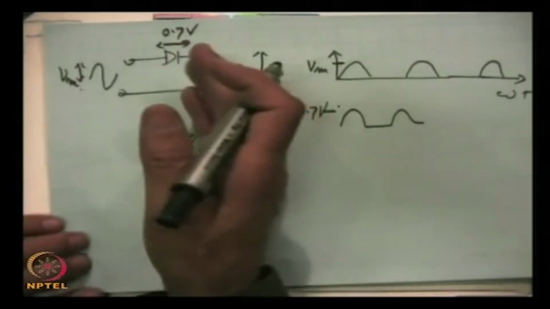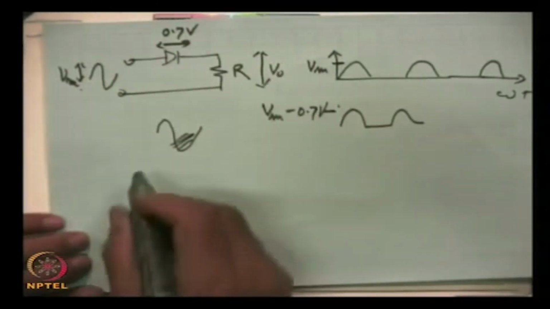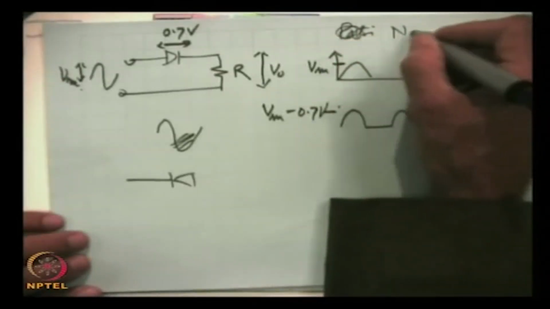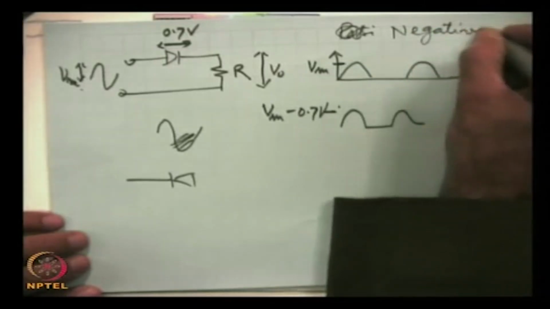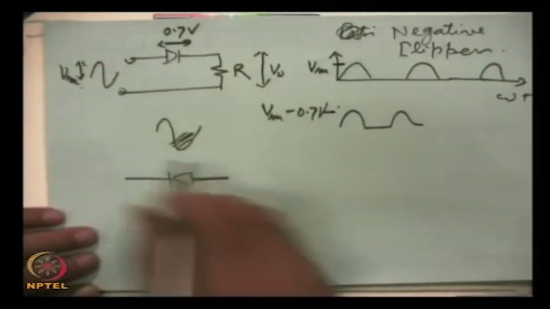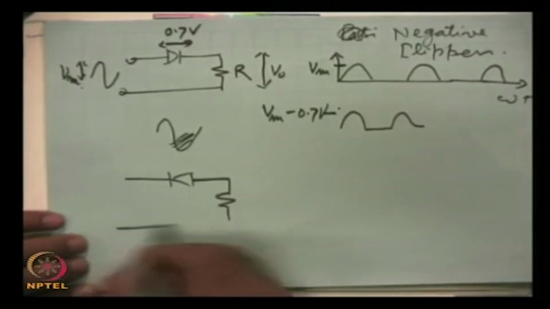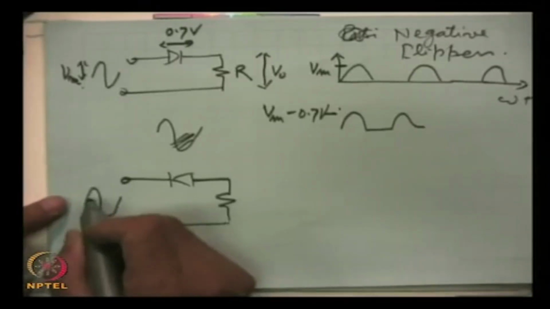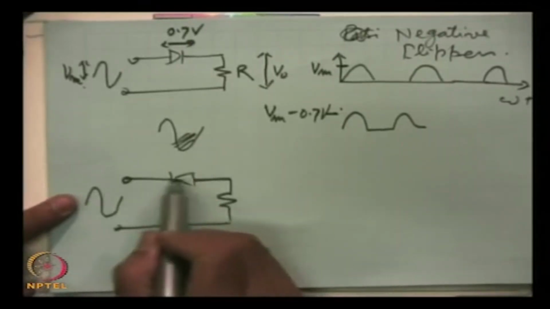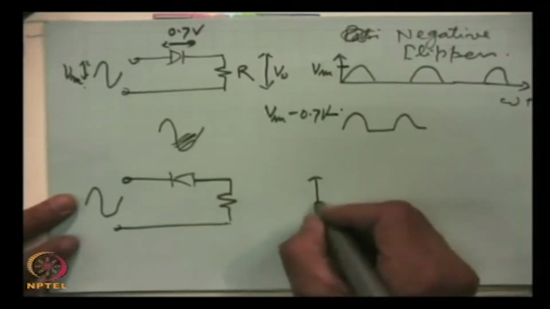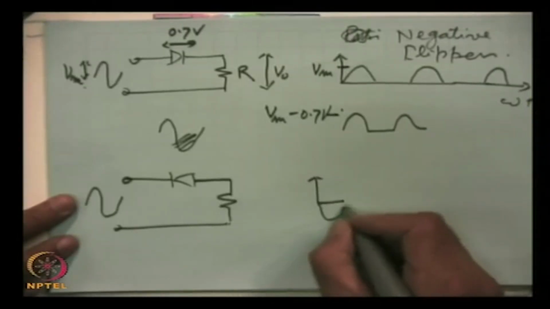Similarly, we can reverse it, and we will have a negative clipper. If we change the direction of the diode and feed an AC signal here, then the positive half will reverse bias this diode, and in that case the output will be like this.